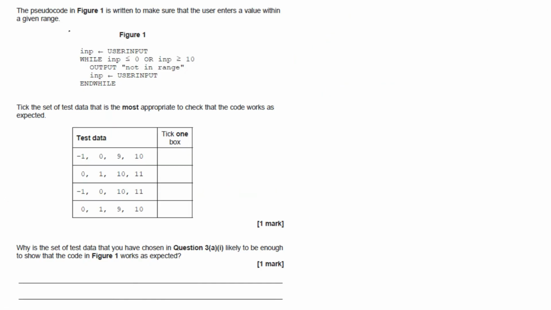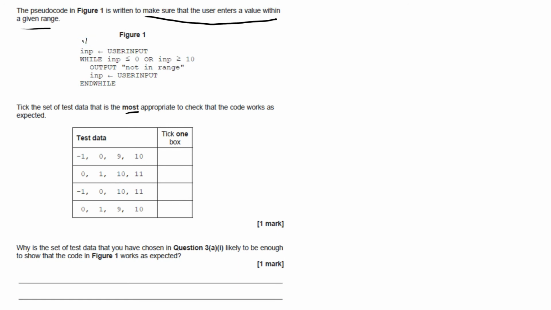We're now testing some data, or picking some test data to check the boundaries to see if it's working. So it says the pseudocode in figure 1 is written to make sure that the user enters a value within a given range. And we've got our pseudocode here. It says tick the set of test data that is the most appropriate to check that the code works as expected. So let's just see exactly what's happening here.